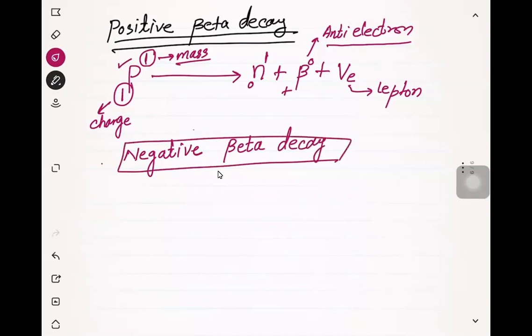In a negative beta decay, a neutron is converted to a proton, and along with that, a negative beta particle to balance the reaction, and an anti-electron neutrino are also emitted. So this reaction is called negative beta decay. So this is positive beta decay, and this is negative beta decay.